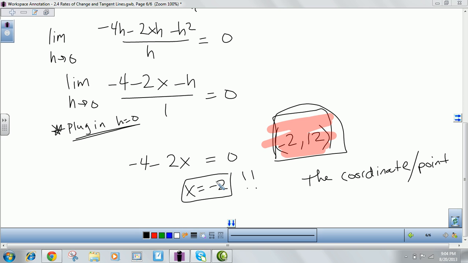But in this problem, they specifically asked at what point. Okay, so we go ahead and give them the coordinate. Just be safe. Give them the coordinate. Okay, if they had asked where does this occur, then x equals negative 2 is an okay answer. But the question was at what point, so we give them the coordinate.